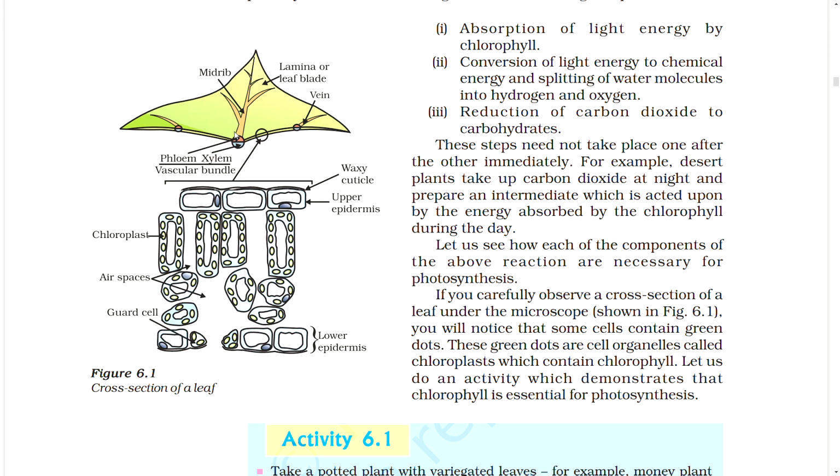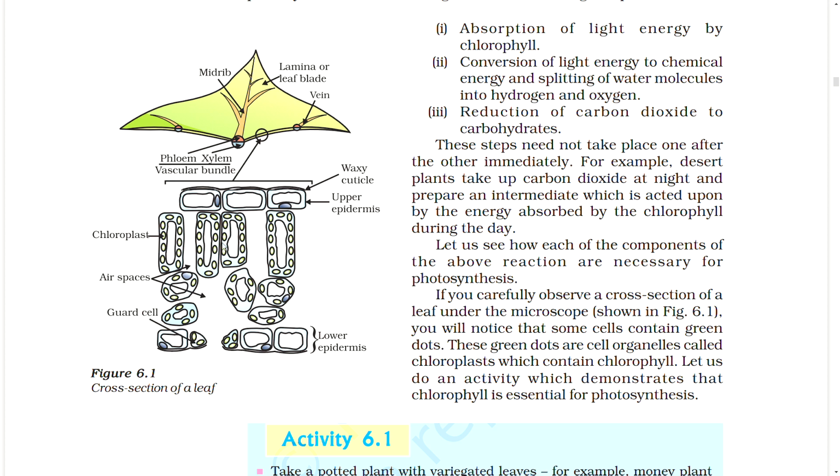These steps need not take place one after the other immediately. For example, desert plants take up carbon dioxide at night and prepare an intermediate which is acted upon by the energy absorbed by the chlorophyll during the day. Let us see how each of the components of the above reactions is necessary for photosynthesis.